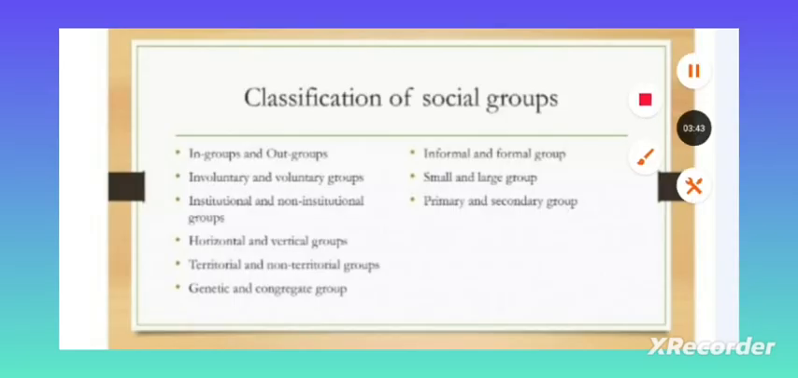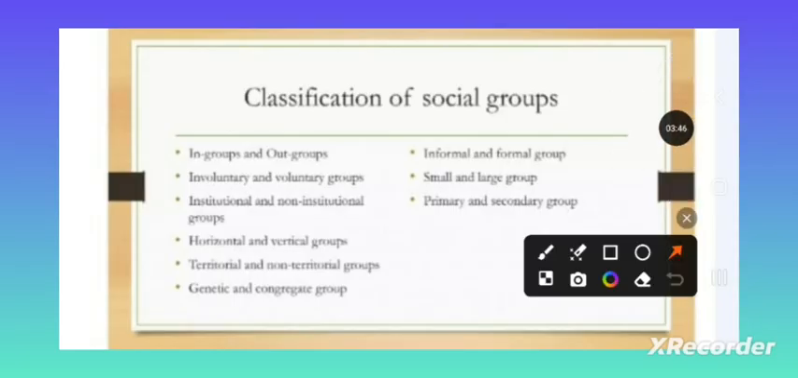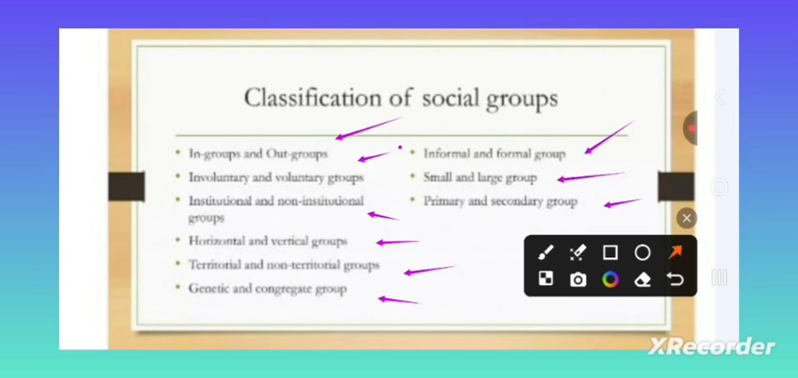Classification of social groups. In-groups and out-groups. The classification is listed as: in-groups and out-groups, voluntary and involuntary groups, institutional and non-institutional groups, horizontal and vertical groups, territorial and non-territorial groups, genetic and congregate groups, informal and formal groups, small and large groups, primary and secondary groups.